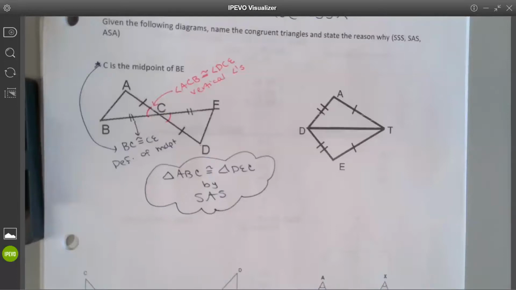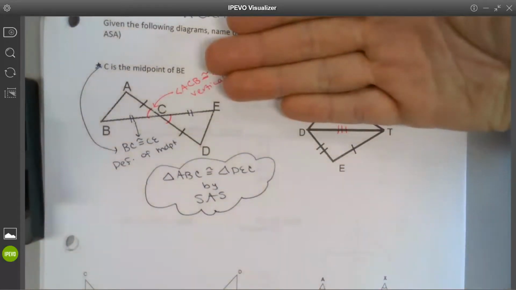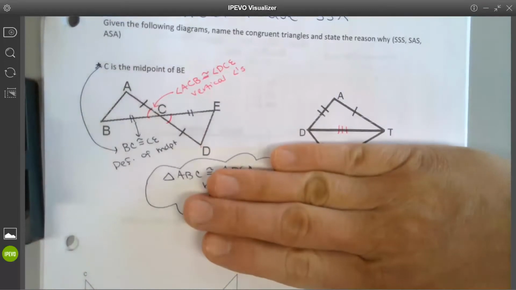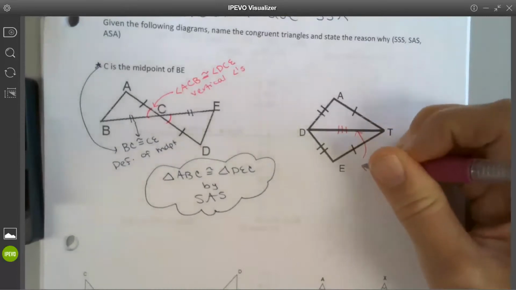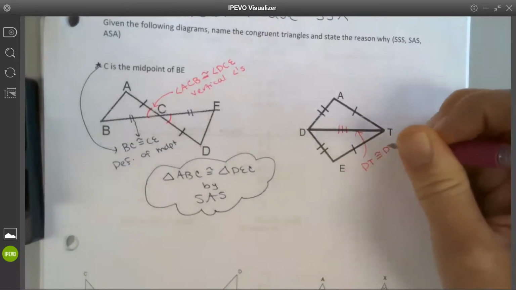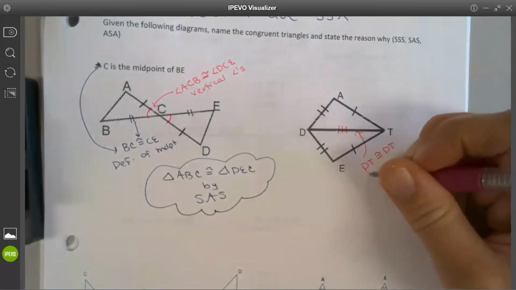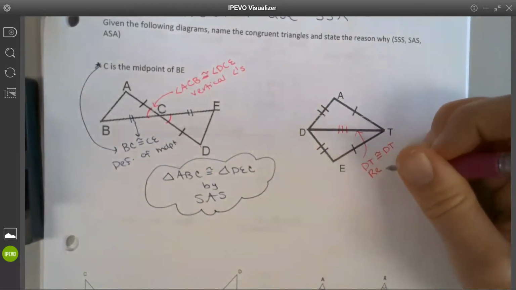The next one's a lot easier because it gives me 2 things. So I have these sides match and these sides match, and I'm not given anything on the angles. They share a side here. What is that called in our proof when they share a side? Would you agree that this side in that triangle is the same as this side in that triangle, right? Because they're sharing it, so it's fine to mark that. So I know that DT is congruent to DT, which is the reflexive property.